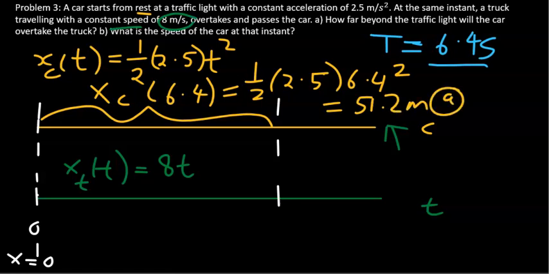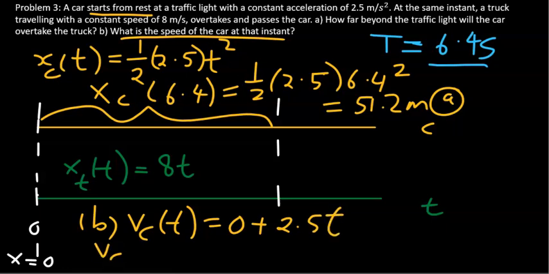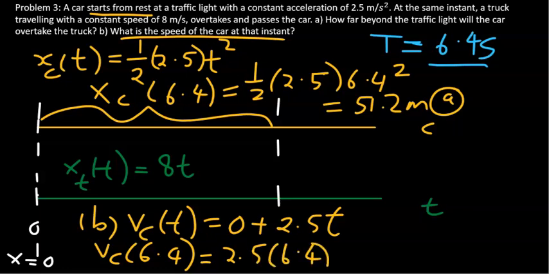So that's part A. Part B, what is the speed of the car at that instant? The speed is given by the second kinematic equation. So Vc at some time t equals the initial speed of the car. Since it starts from rest, it's 0, plus the acceleration of the car, which is 2.5 times t. So the speed of the car at t equals to 6.4 seconds is therefore 2.5 times 6.4, which is 16 meters per second. And that solves the problem.